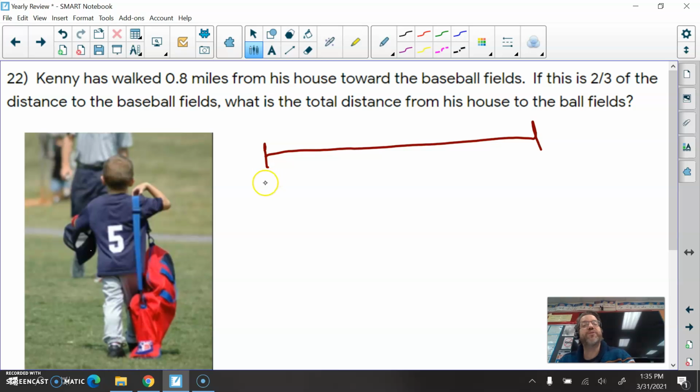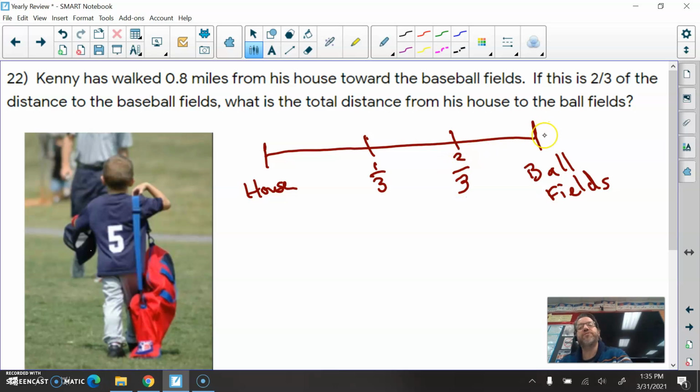All right, so here's his house right here. Here's the ball fields right here. It says he has gone 2/3 of the distance to the baseball fields. So we're splitting this into thirds. I'll put 1/3 here. I'll put 2/3 here. And then 3/3 would be all the way. Now I know I didn't make these perfectly evenly spaced in my drawing, but it also says 0.8 miles is how far he's gone.